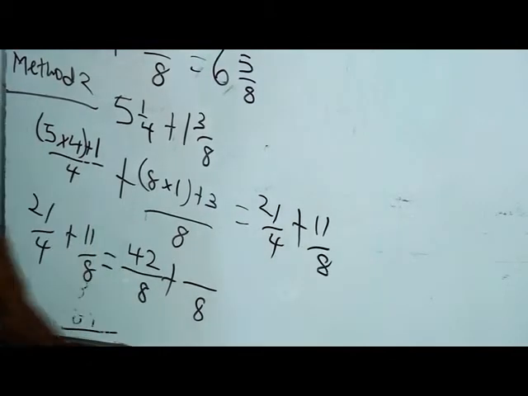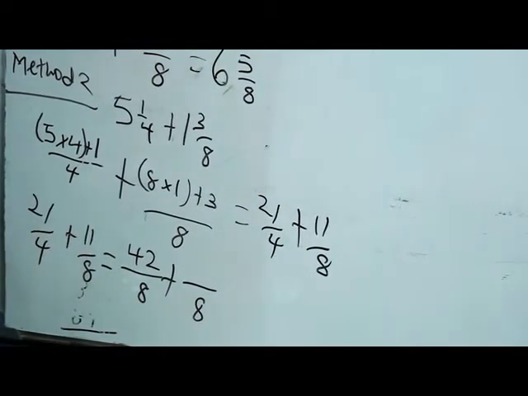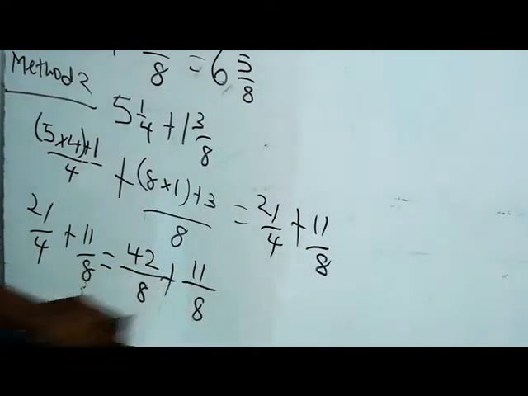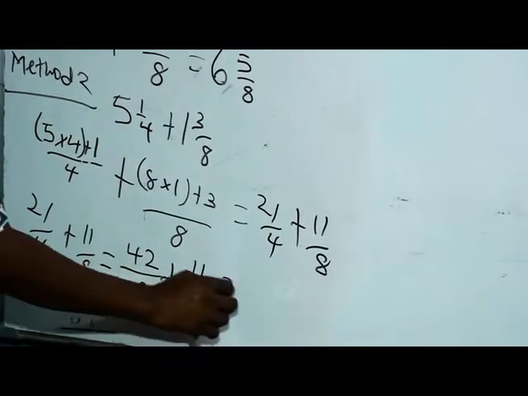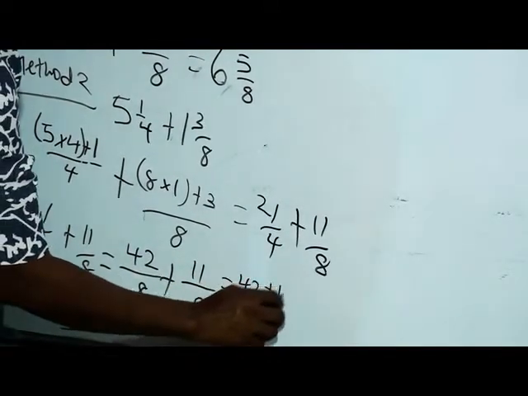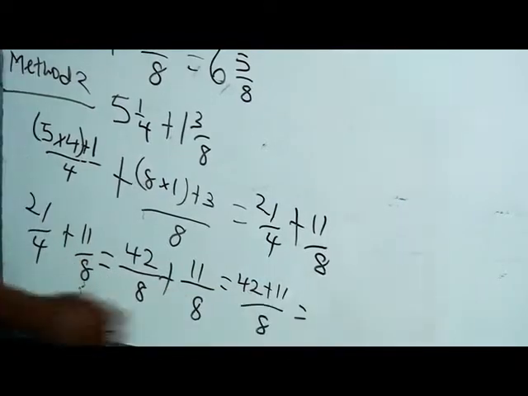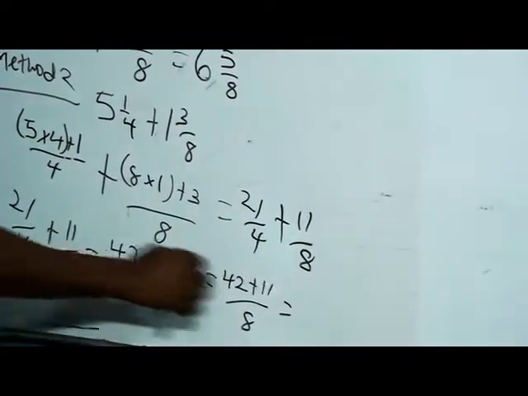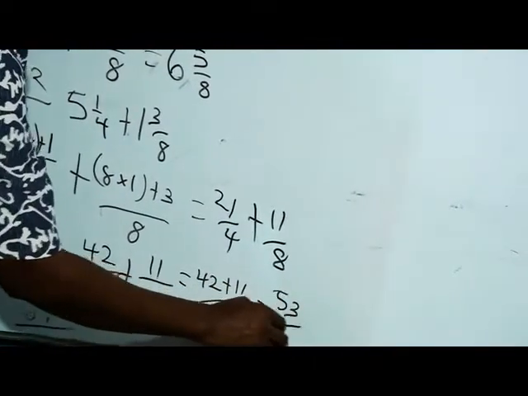Plus, how many 8s can I get in 8? 1. 1 times 11 is 11. So I have 42 plus 11, all over 8. 42 plus 11 is 53.